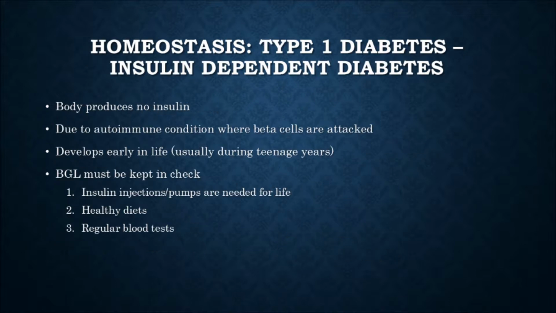Type 1 diabetes accounts for only 10% of all diabetes cases in the UK. It is known as insulin-dependent diabetes due to the body's inability to produce insulin. Often this is caught early on in life, during teenage years, and is due to an autoimmune condition where the beta cells are attacked. This results in sufferers keeping their blood glucose levels in check with regular and daily monitoring and insulin injections or pumps to artificially give the body insulin.